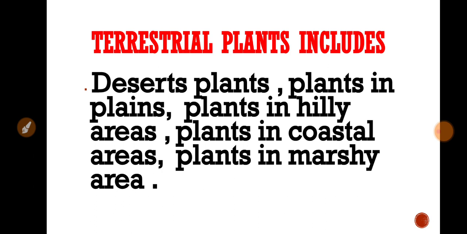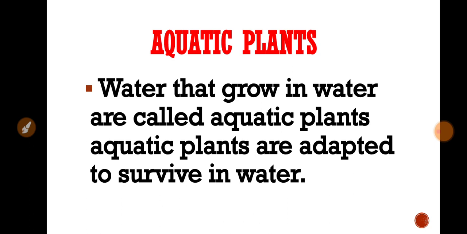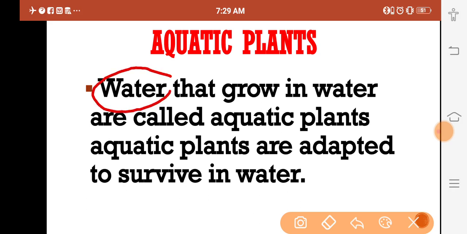Now the second is aquatic plants. Aquatic plants means the plants which grow in water. Here is one mistake, my dear, you have to see. Here you can write: plants that grow in water are called aquatic plants.